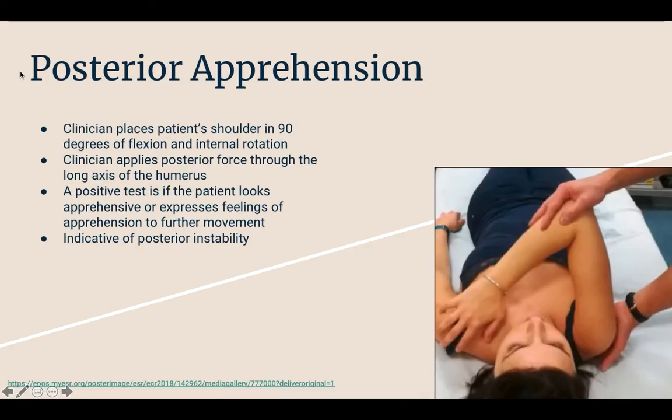Next, we have the posterior apprehension test. The clinician places the patient's shoulder at 90 degrees of flexion and internal rotation, and then the clinician applies a posterior force through the long axis of the humerus. A positive test for posterior apprehension is if the patient looks apprehensive or expresses feelings of apprehension of further movement, like with the anterior apprehension test, and this is indicative of posterior instability.